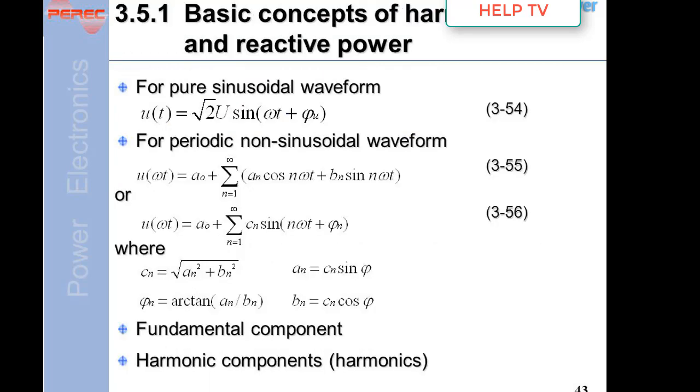3.5.1 Basic concepts of harmonics and reactive power. For a pure sinusoidal waveform, and for a periodic non-sinusoidal waveform. Fundamental component. Harmonic components, harmonics.